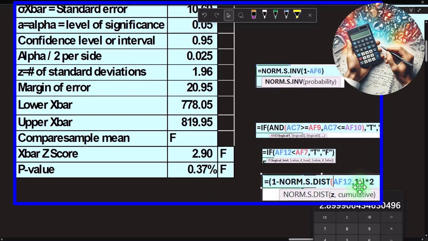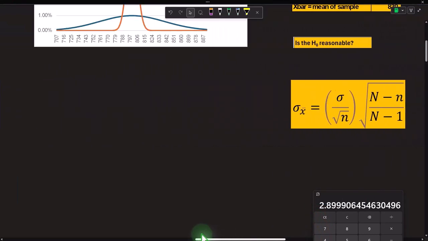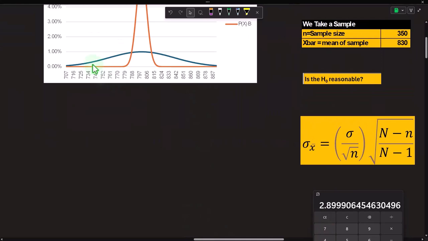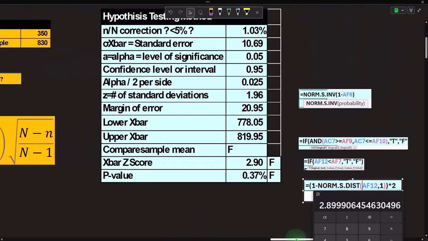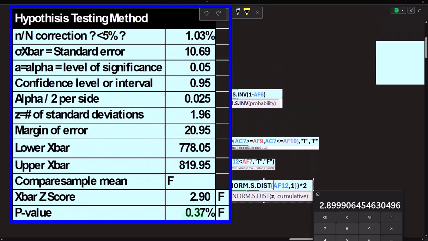And then we're going to say it is cumulative, and then multiply it times 2, because basically what this would be calculating is the little bit on the ends, right? And you'll recall that around 95 was in the middle, and the little bits on the ends would be the 5%, and we want both of them, so there would be 2.5 each. So we want both of them, and so that's only adding one in, so we're going to multiply it times 2, and that gets us to the 37%.